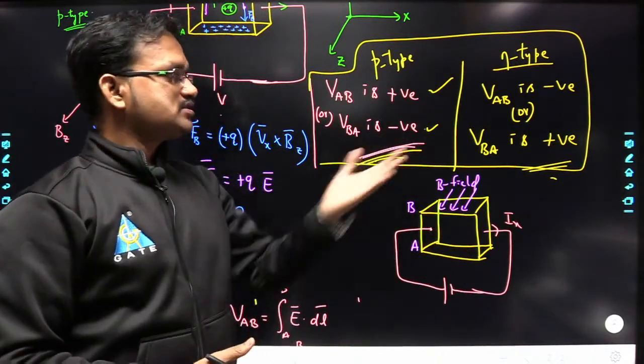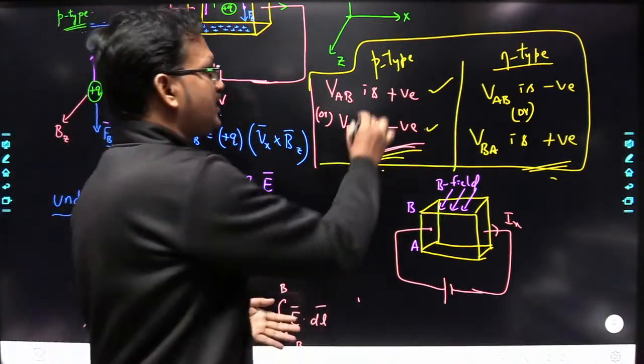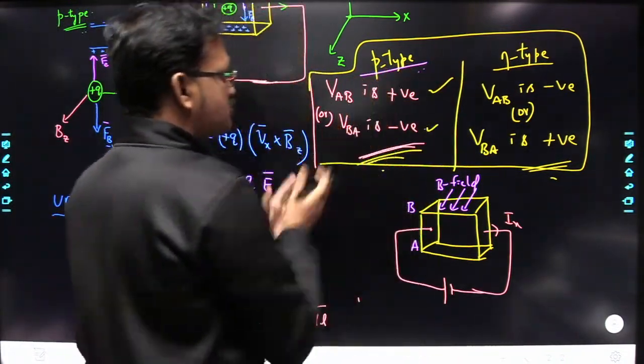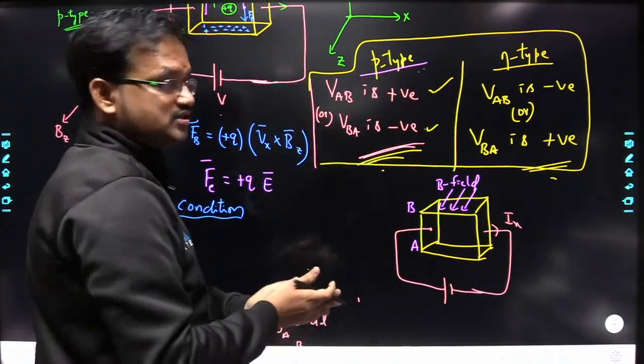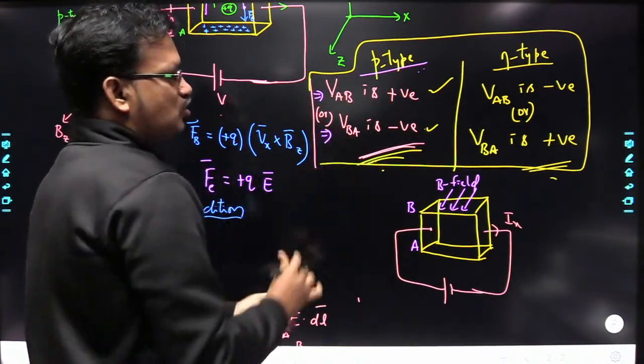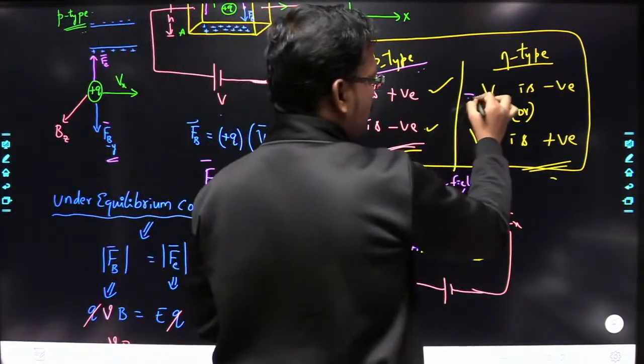Have I done the analysis or not? Yes or no? First I assumed it as p-type. If I assume it as p-type, this is the analysis we got, this is the conclusion we got. And if I assume it as n-type, then this is the conclusion I got.